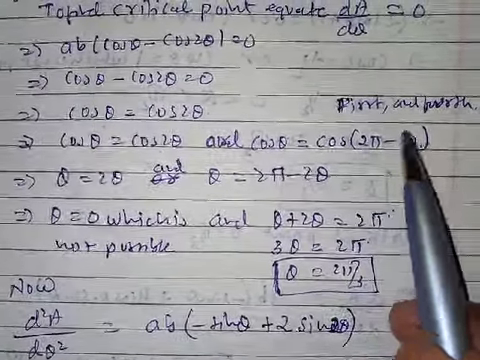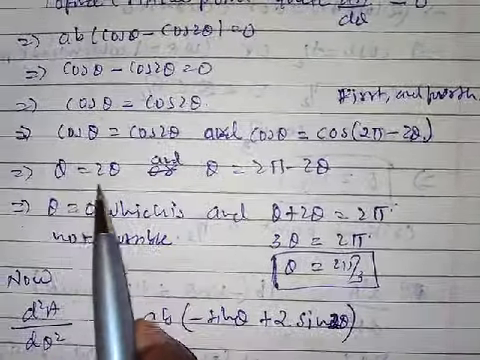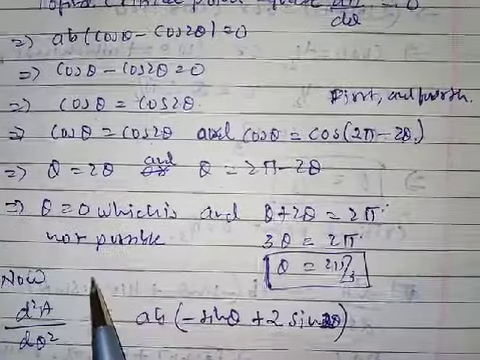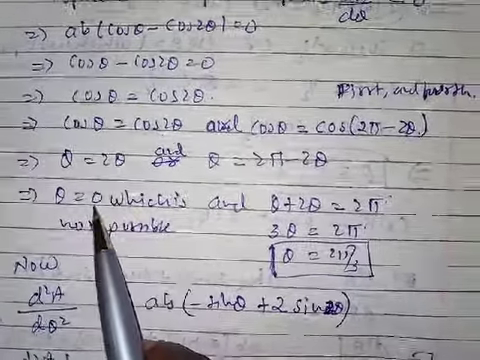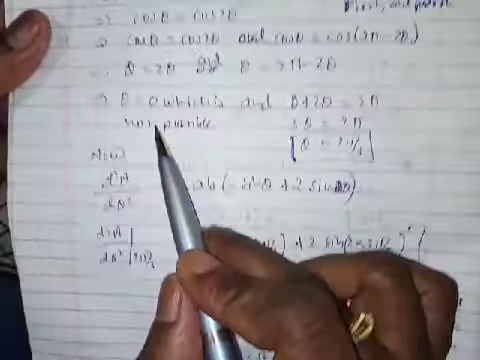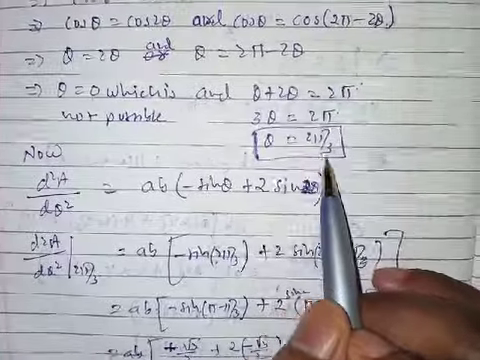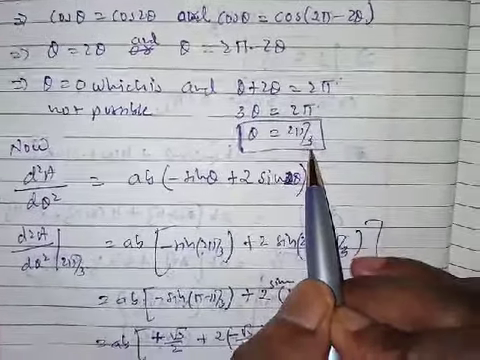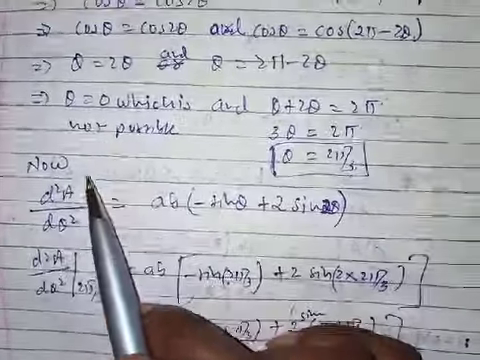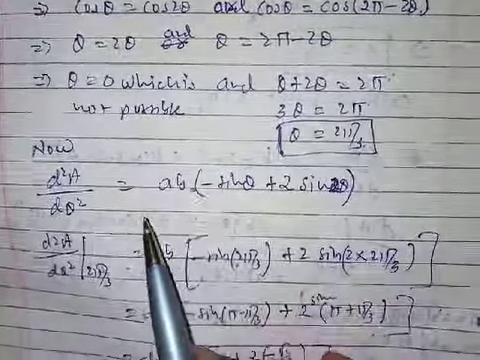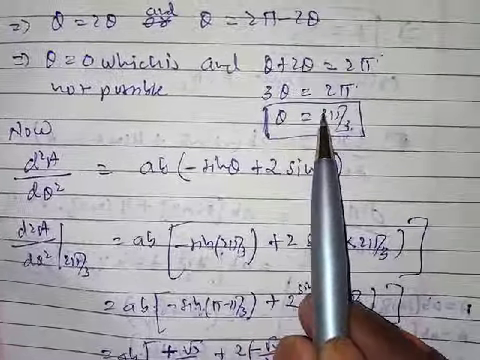Okay. So if we simplify it, you will get theta is equal to 2 theta. Which means theta is equal to 0, which is not possible. And here if you simplify, you will get theta is equal to 2 pi by 3. Is it? Okay. 2 pi by 3 is possible, but theta equal to 0 is not possible. So now you got a critical point, theta is equal to 2 pi by 3.